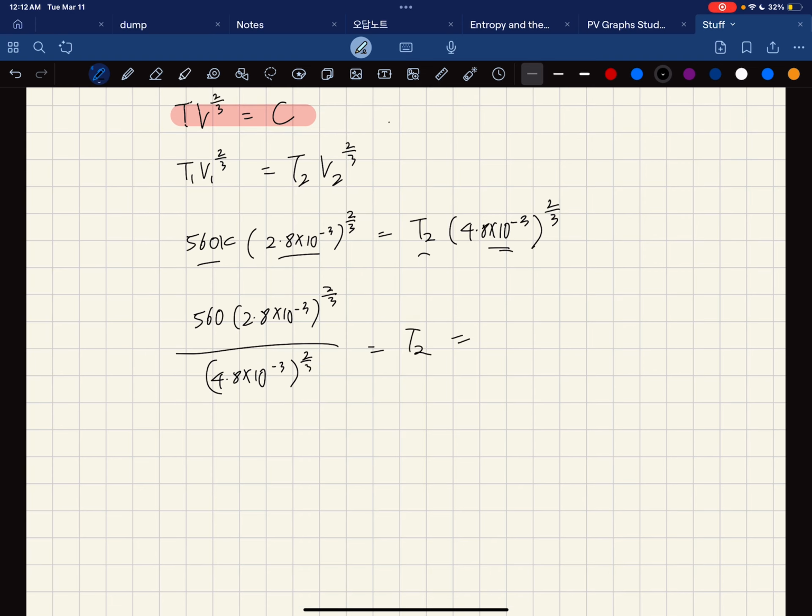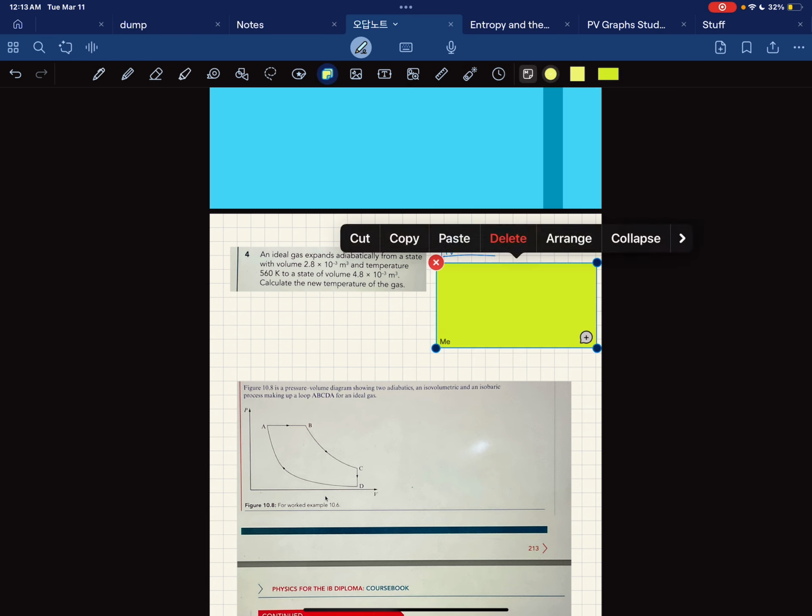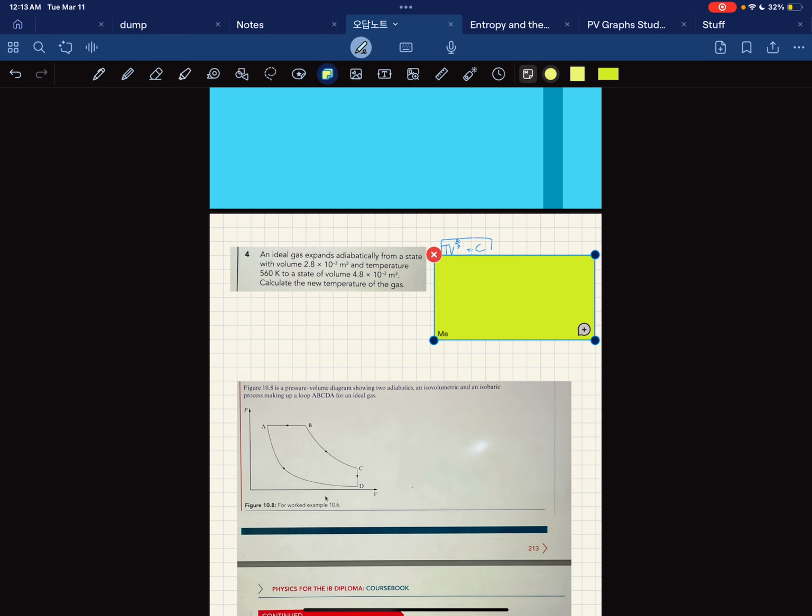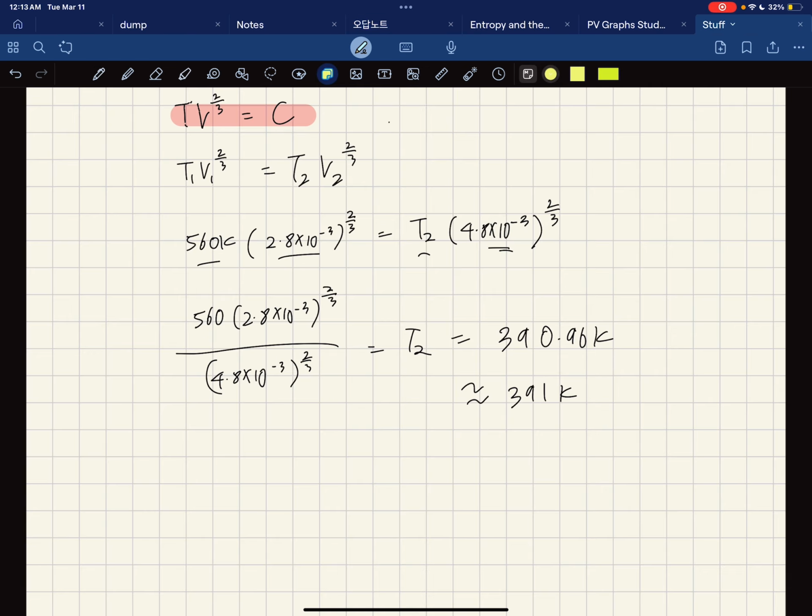And if I calculate this, I am going to get 390.96 Kelvin, which is approximately, let me check if I'm right. Yep, I am pretty much right.